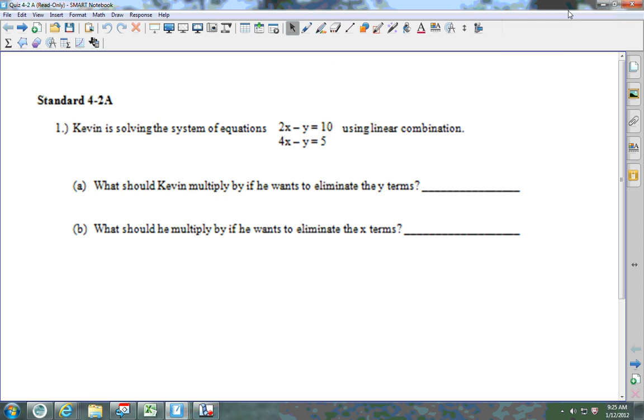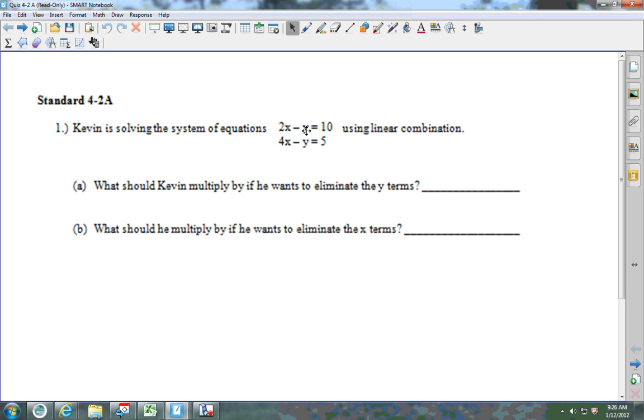We're reviewing systems of equations using linear combination and some of the applications. First off, we have this problem. It says Kevin is solving the systems of equations 2x minus y equals 10 and 4x minus y equals 5. Now, it asks, what should Kevin multiply if he wants to eliminate the y term?